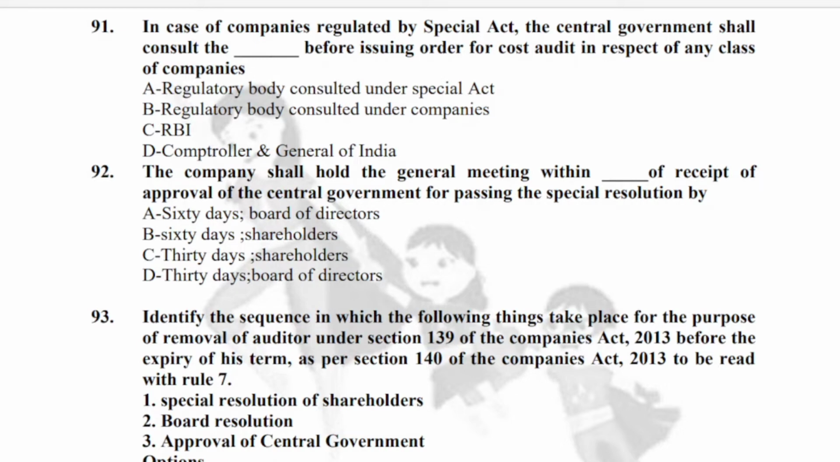So what is the usual sequence that happens in section 140? First, what happens? The board decides, yes, we have to remove this auditor. So a board resolution needs to be passed. After the board resolution is being passed, central government approval is required. After obtaining central government approval, AGM needs to be called. And in that AGM, special resolution needs to be passed.